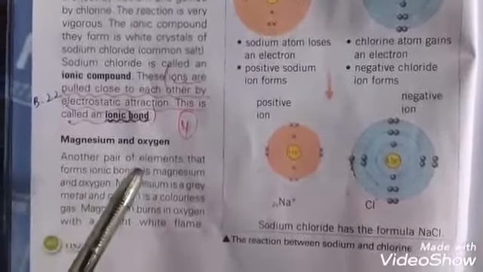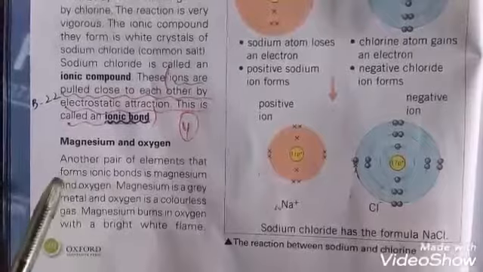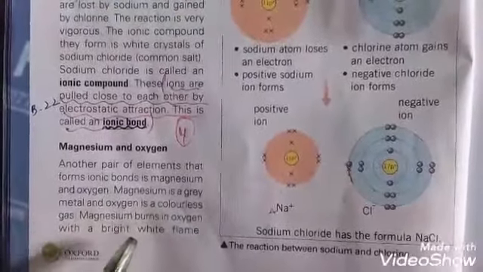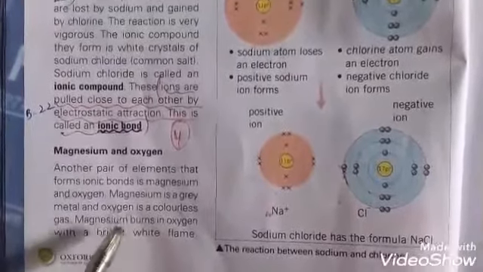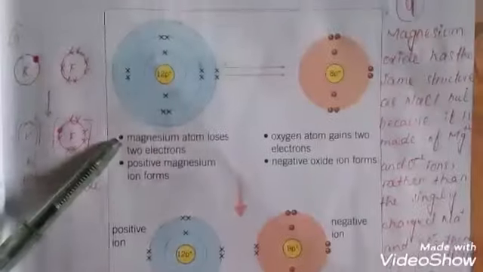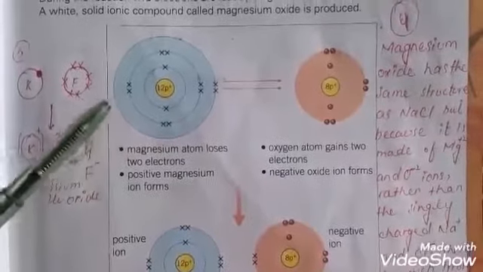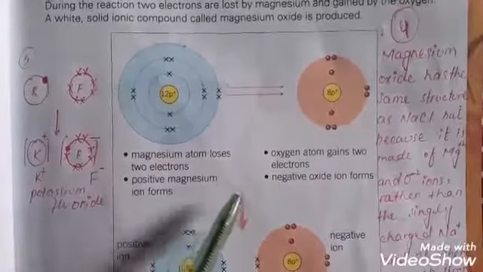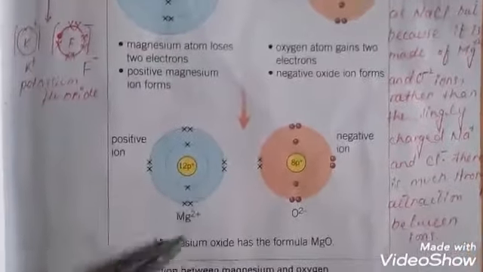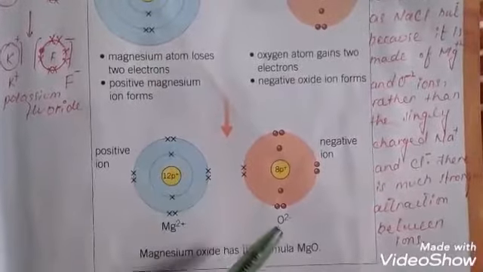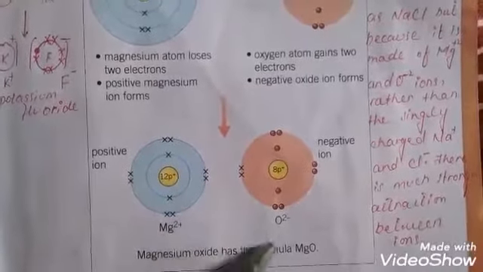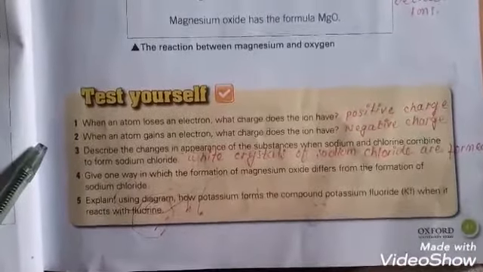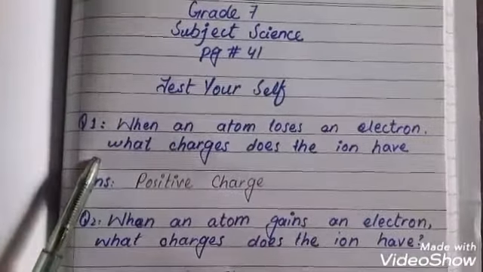Another example, magnesium and oxygen. Magnesium is a gray metal and oxygen is a colorless gas. When they combine, they form a new compound, that is magnesium oxide. But the only difference is that magnesium loses 2 electrons and oxygen gains 2 electrons in the chemical reaction. Magnesium also gains a positive charge and oxygen a negative charge. Magnesium oxide formula is MgO.